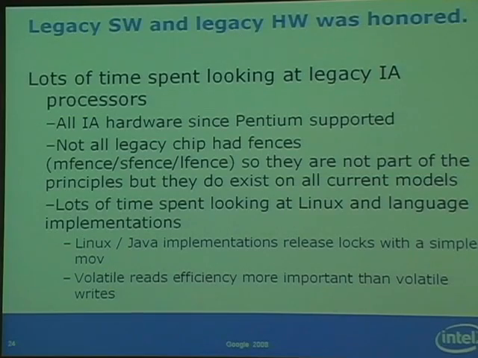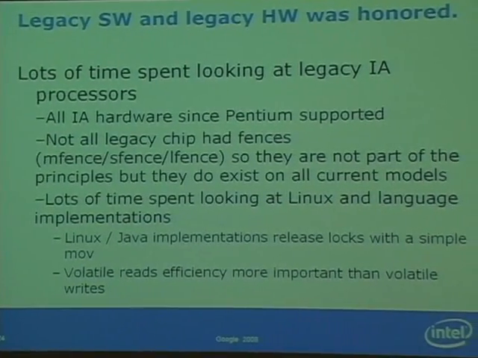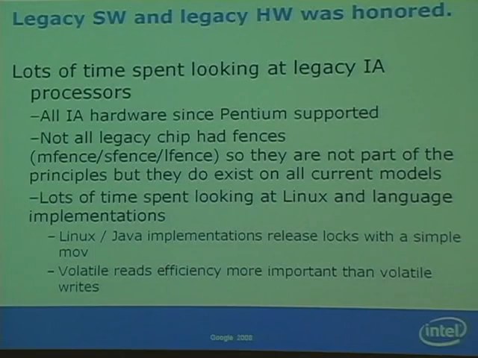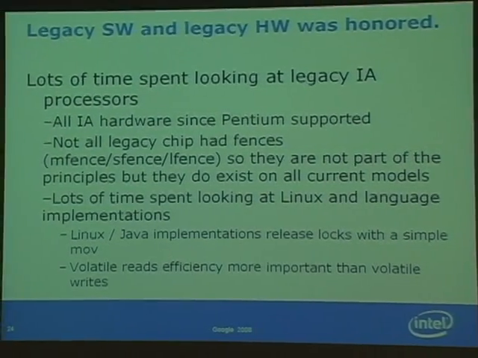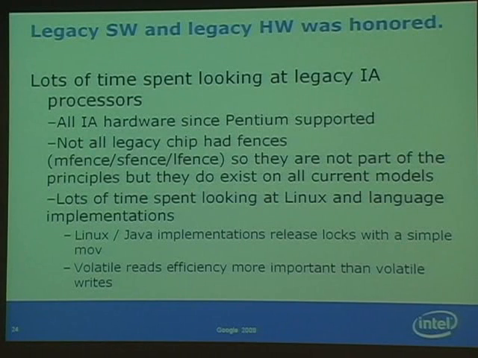The other problem we talked about earlier was that legacy software and legacy hardware had to be honored. We spent a lot of time looking at our old processors and our old systems, and making sure that they all agreed to what was in the white paper. If you'll notice, the white paper doesn't talk about mfences because they actually weren't available on the Pentium, so we didn't talk about them. We're not trying to hide what they do. It's just that the rules of the game were to see if you can get a white paper that goes back to the Pentium.